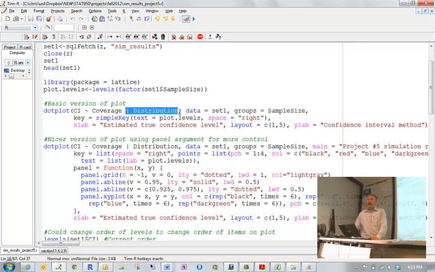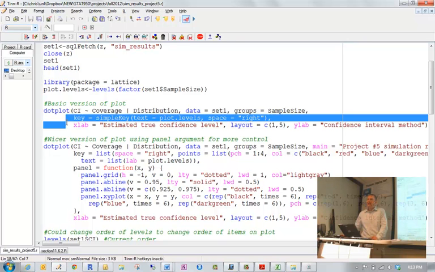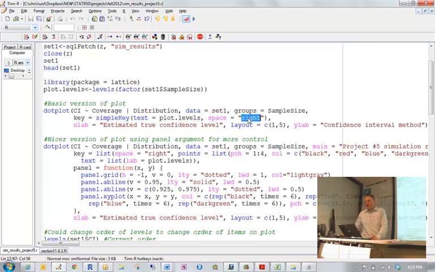I'm going to condition on distribution name. So notice how I use a vertical line to be condition. Data is in set 1. For each combination of these, I'm going to group by sample size. You'll see the effect of that on the plot. I'm going to put a simple legend on the plot that's on the right side, and it contains values that are plot.levels. X-axis label. Layout is how I want my panels of my trellis plot to be arranged. Number of columns is 1, number of rows is 5. Notice columns comes before rows.